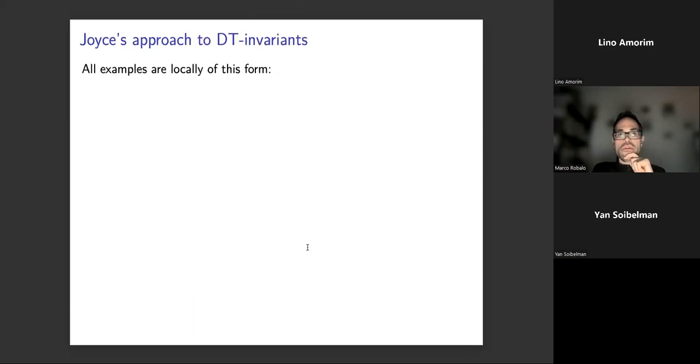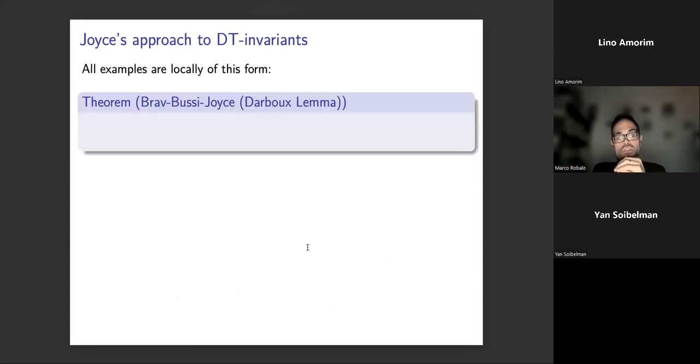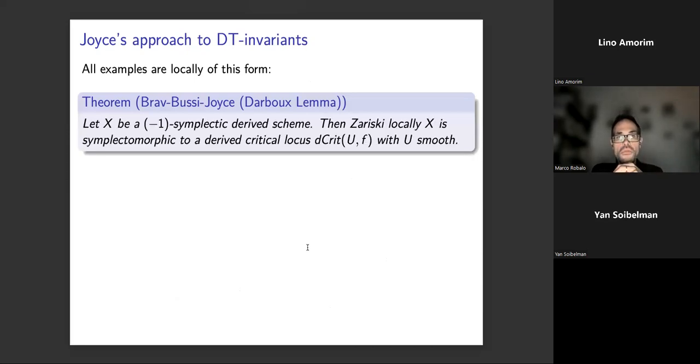So why do we care about this example? Because of this theorem due to Brav-Bussi-Joyce, which tells us that all -1 shifted symplectic schemes are Zariski locally of this form. So on all -1 shifted symplectic schemes, Zariski locally, you can find a symplectomorphism to a derived critical locus. So that's essentially the starting point of this talk. I will try to explain now why this is important. I'll come back to Behrend's result also.